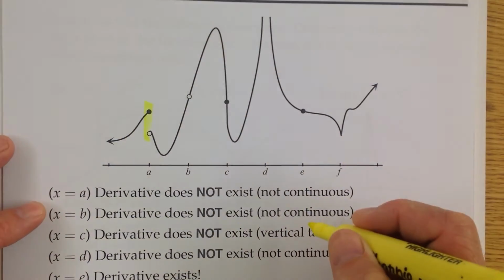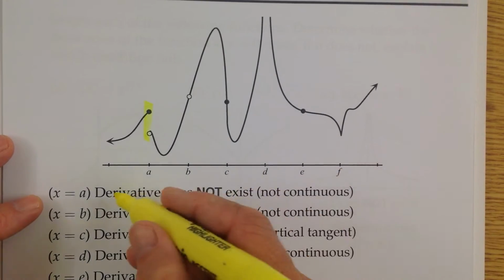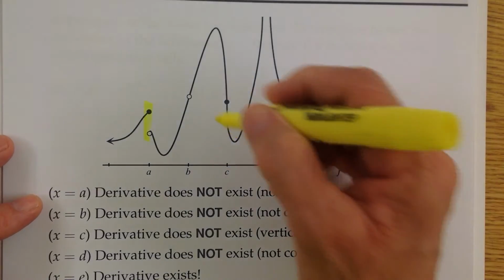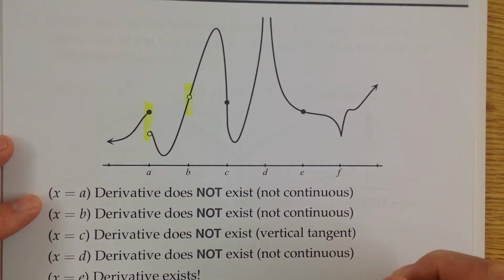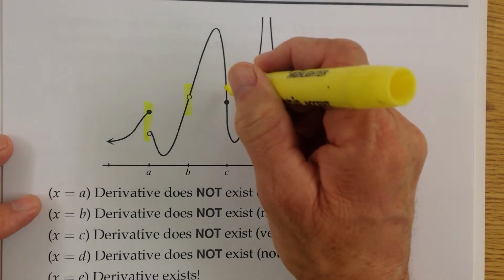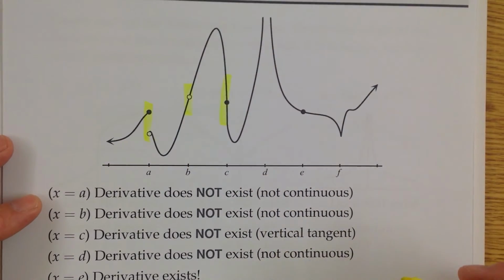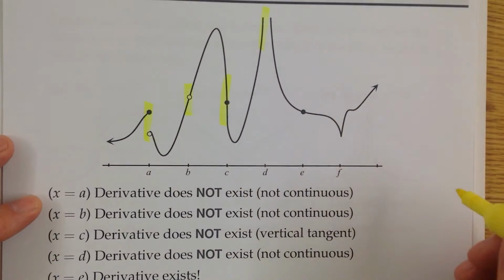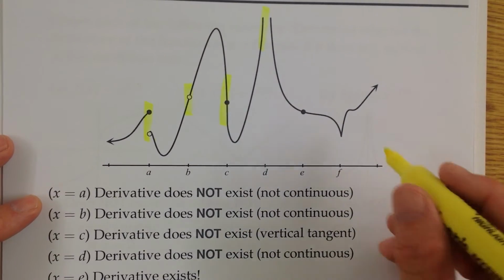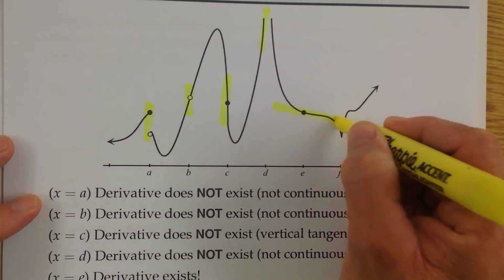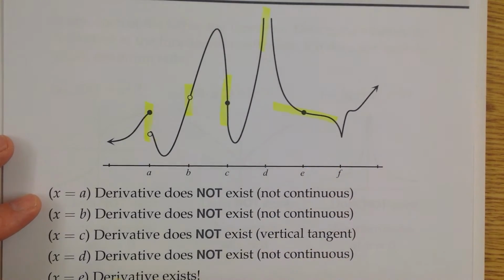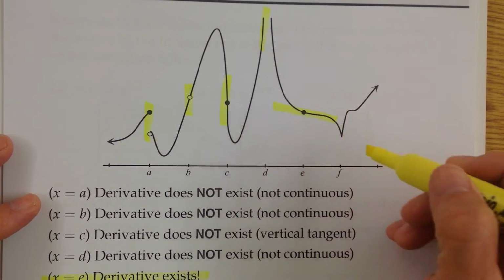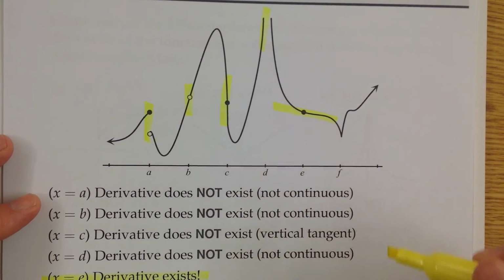The derivative doesn't exist at a because the function is not continuous. Not continuous at b, so not differentiable. Not differentiable at c, although it looks like it is, but there's a vertical tangent there. Not continuous at d, so the derivative doesn't exist. The only time a derivative does exist at any of these points is at e. The derivative does exist because it's nice and smooth, no vertical tangent, and it's continuous there at e.